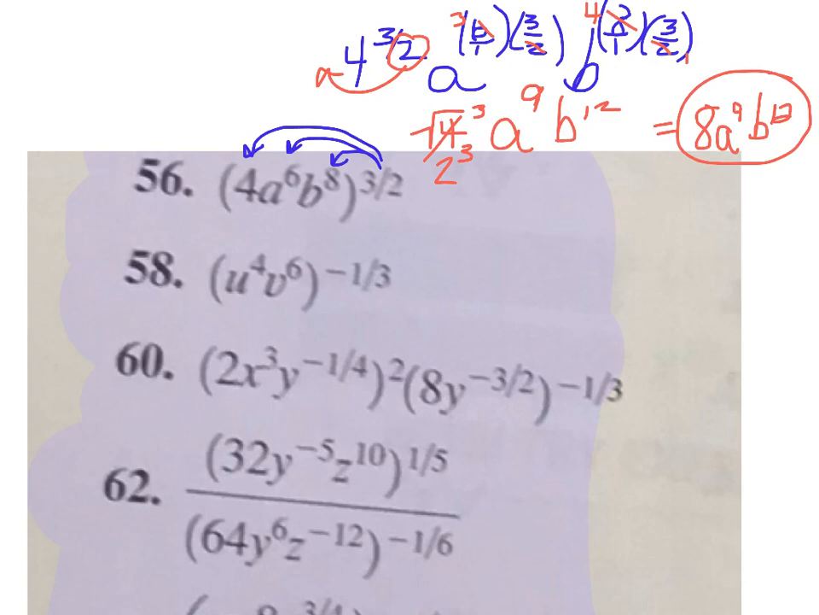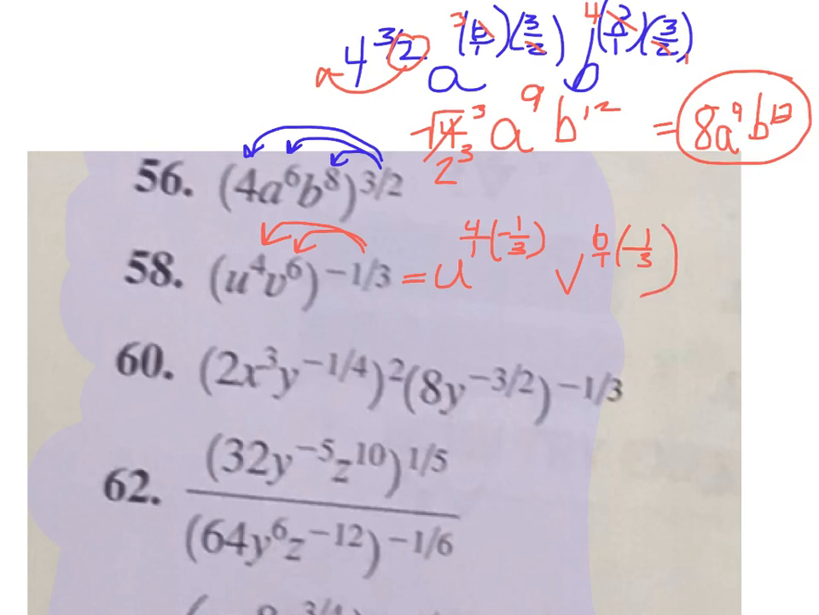What do I do with that negative 1/3? I'm going to distribute it. Good. You could also put it in the denominator first if you wanted to. Hayden said I can. Yeah, that's fine. You can write 1 over u to the 4th, v to the 6th to the 1/3 if you want. Or you can distribute it and then do it. Doesn't matter. So I have u to the 4/1 times negative 1/3. And then I have v to the 6/1 times negative 1/3.